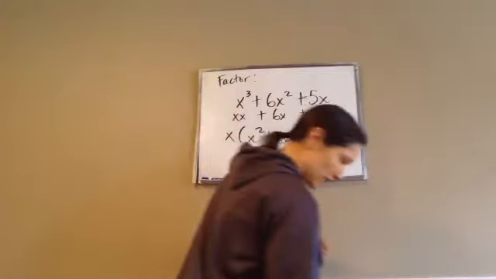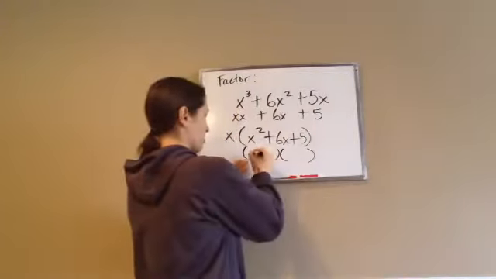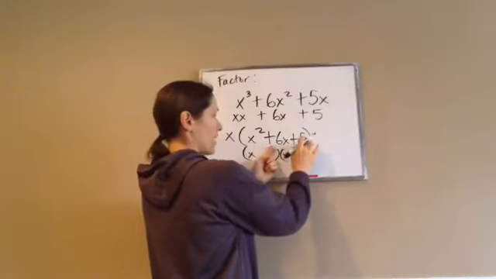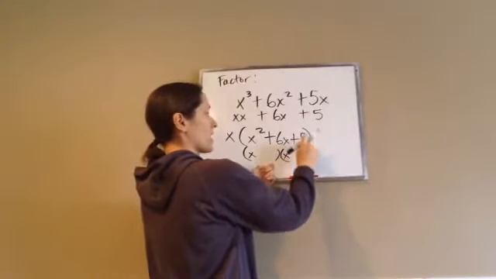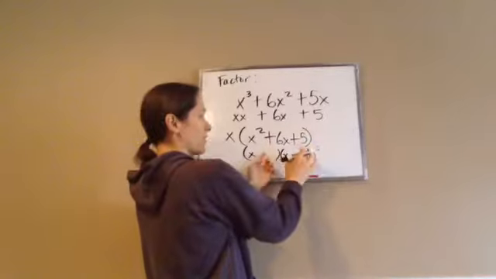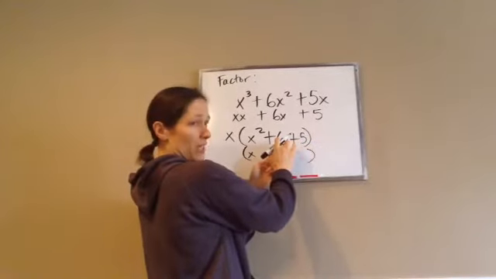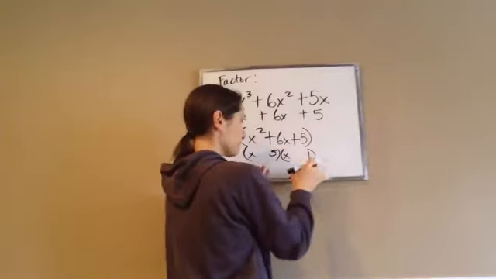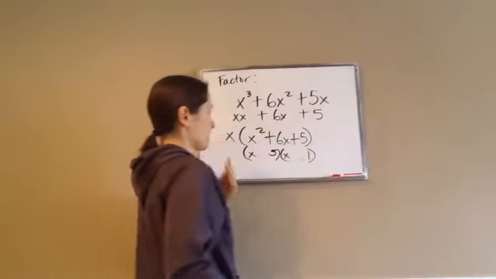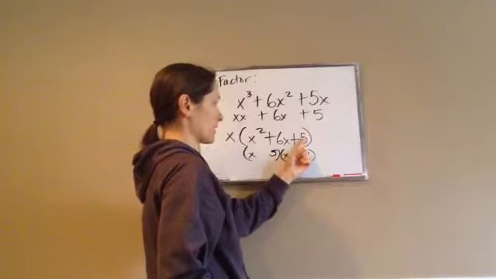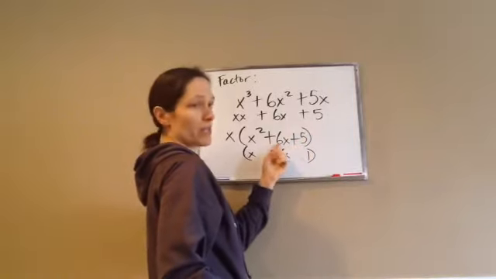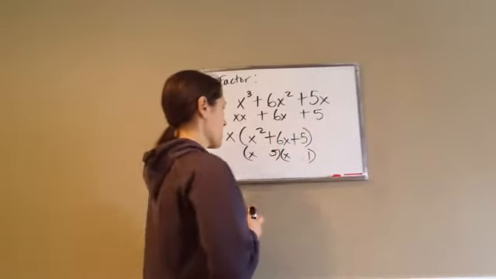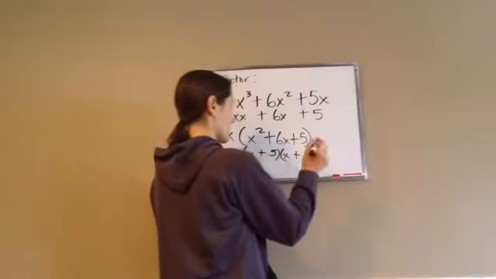Do you remember how we did this? So basically you're trying to come up with a number of what times what will equal 5, but when added would equal 6. Do you remember that? So let's try 5 times 1, to equal 5 when it's multiplied, but to equal 6 when it's added. So we're going to make a plus and a plus. Let's see if that works.